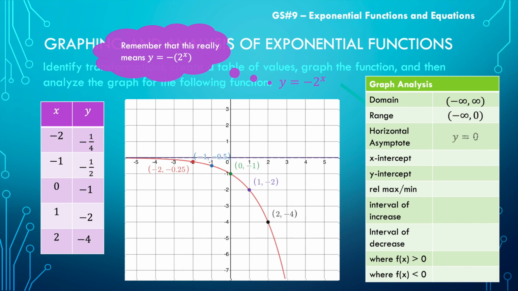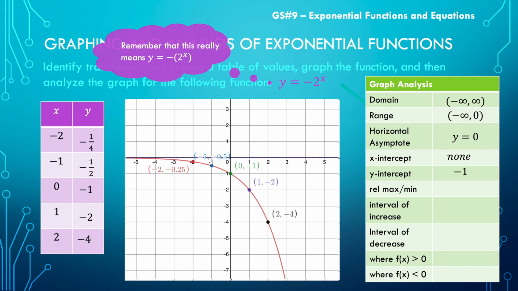Our horizontal asymptote is the same. That has not changed. Like we've had happen in the past, our x-intercept will not exist. So there is no x-intercept. Our y-intercept we can see is negative 1. We can see that from either the table or the graph.